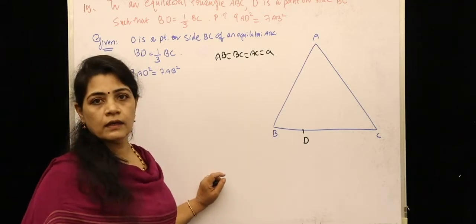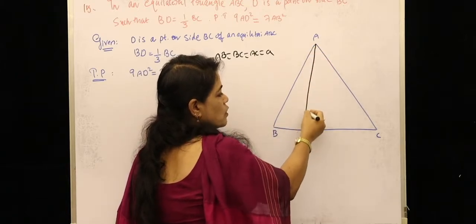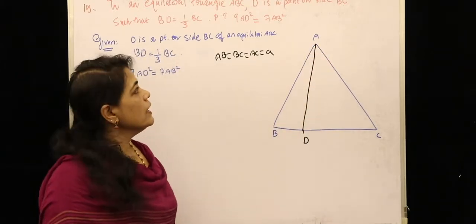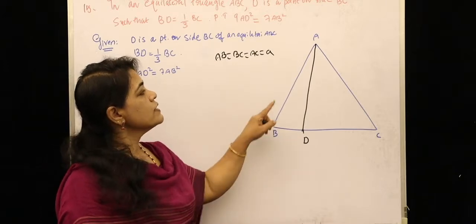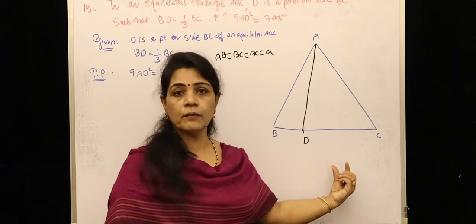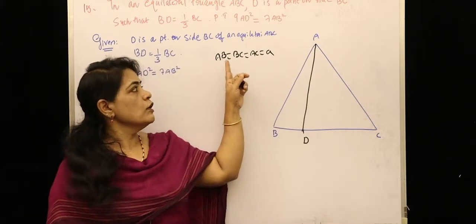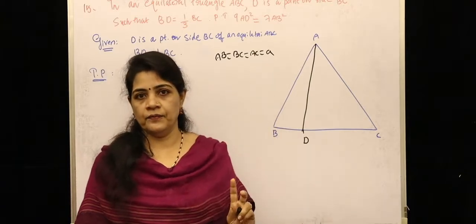9AD square. That means, in order to get the side AD, we have to join AD. 9AD square is equal to 7AB square. In place of AB you can represent any of the sides, since it is an equilateral triangle, AB equal to BC equal to AC.